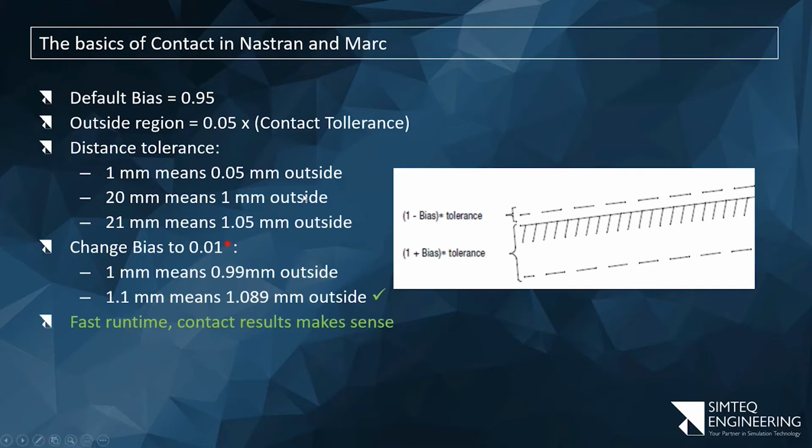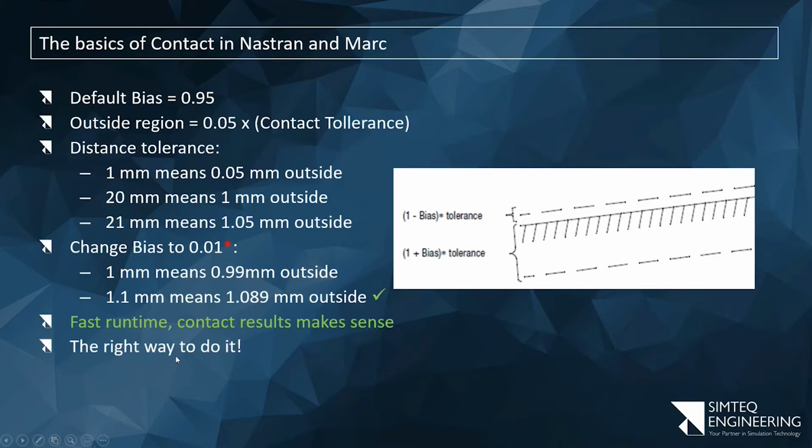it's taking a lot longer, but at the same time, it gives bad answers simply because it gets stuck to the wrong location. So changing this bias in this case moved only the nodes that were in that region closer, instead of getting stuck to the wrong face. That's why runtime was fast. We didn't need to check excessive numbers of elements and nodes. And we look at the contact results and it makes sense.